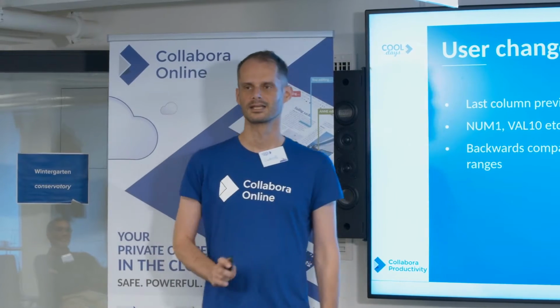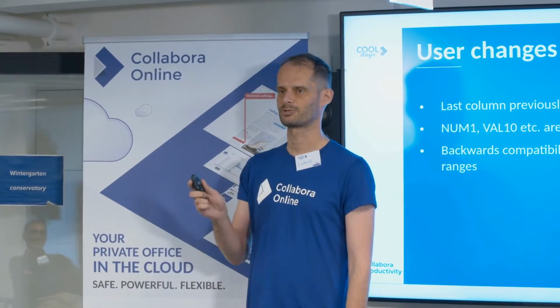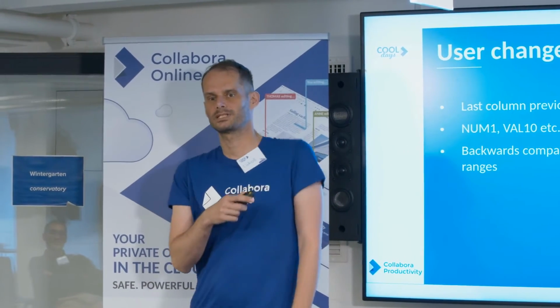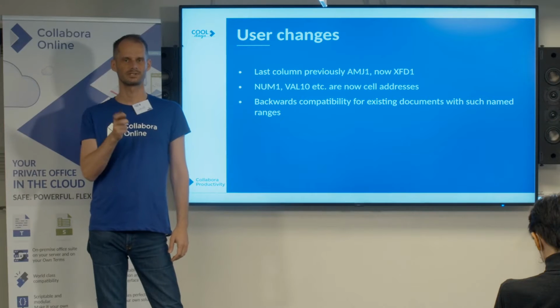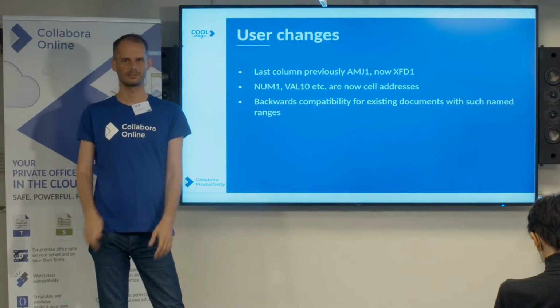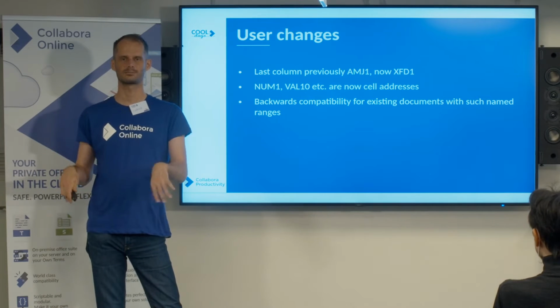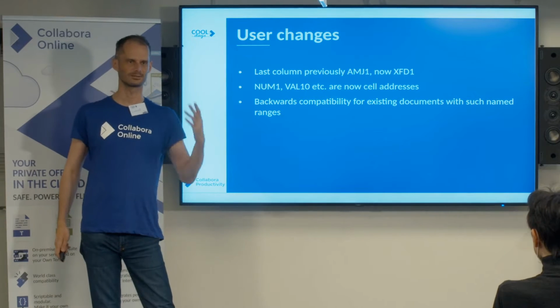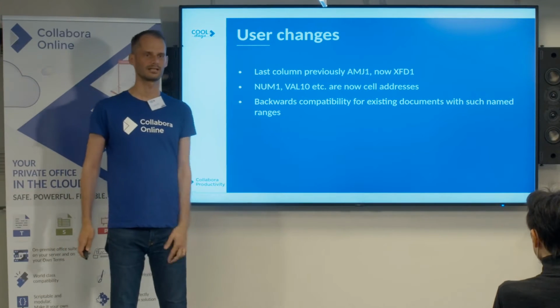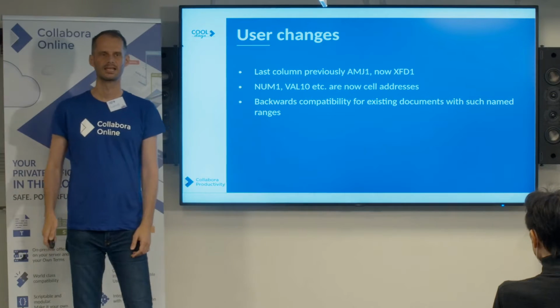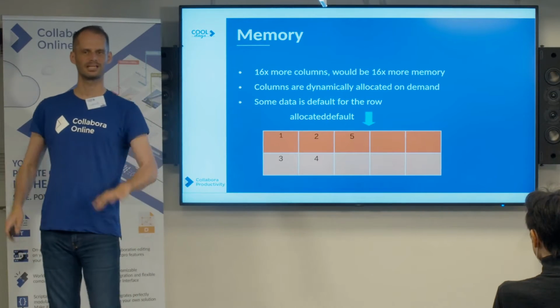So this should not be a problem. There is backwards compatibility for all documents. It will still know that the previously named ranges are not addresses, but for new documents you will not be allowed to use this, to make it unambiguous. And now it should work, right?